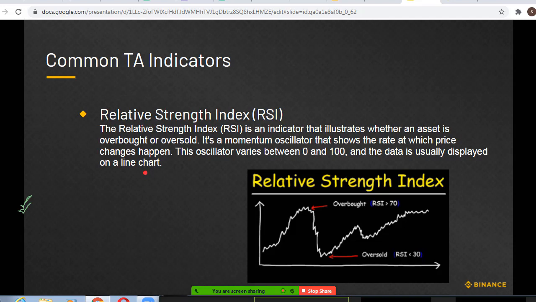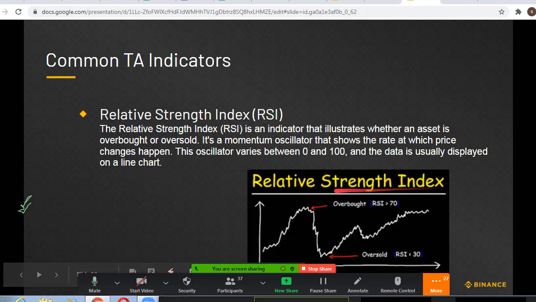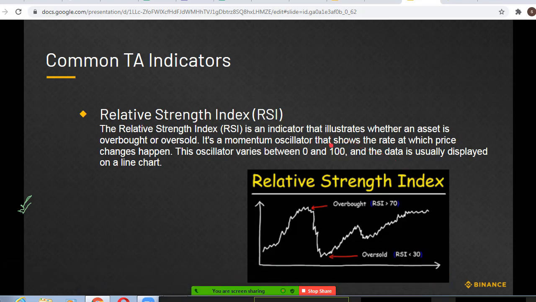And the first indicator we'll be talking about is the relative strength index. The relative strength index is a momentum oscillator that shows the strength and the weakness of a financial asset. It uses a simple illustration of whether an asset is overbought or oversold. I will show you that in a moment.